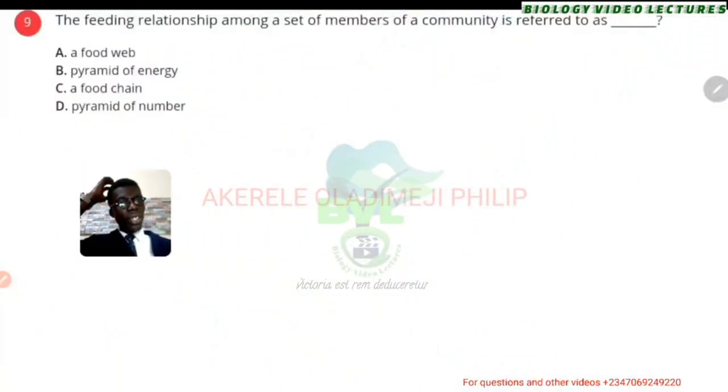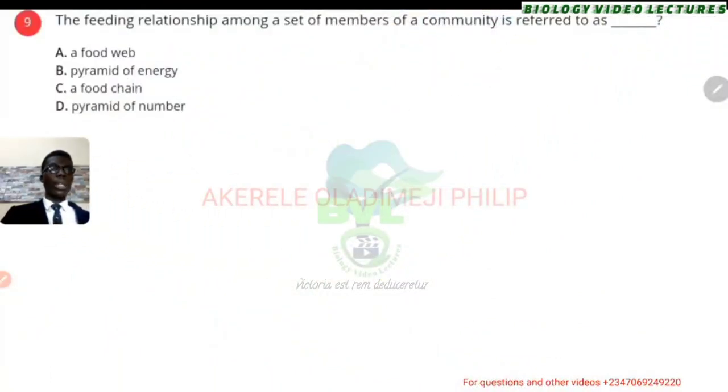The feeding relationship among a set of members of a community is referred to as a community. That is going to be a food web. Why didn't I choose food chain? Because it didn't say it's linear. And when you say a community, that means the organisms will have more than one food to feed on. That's why it is a food web. Food web is like joining different food chains together. And what food web does is it gives an organism an opportunity to feed on more than just one organism. All right.